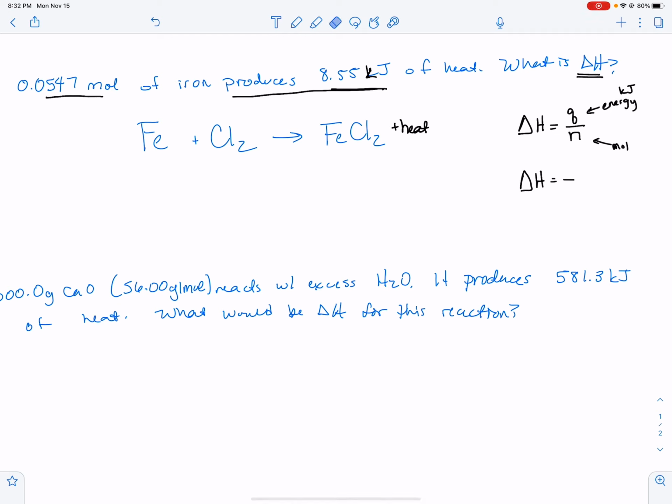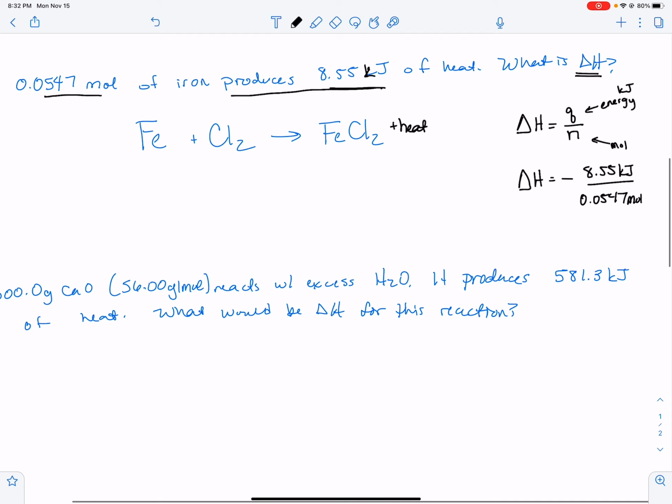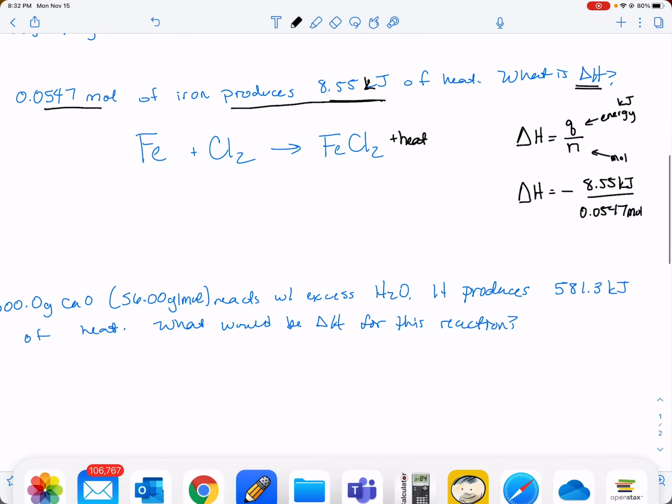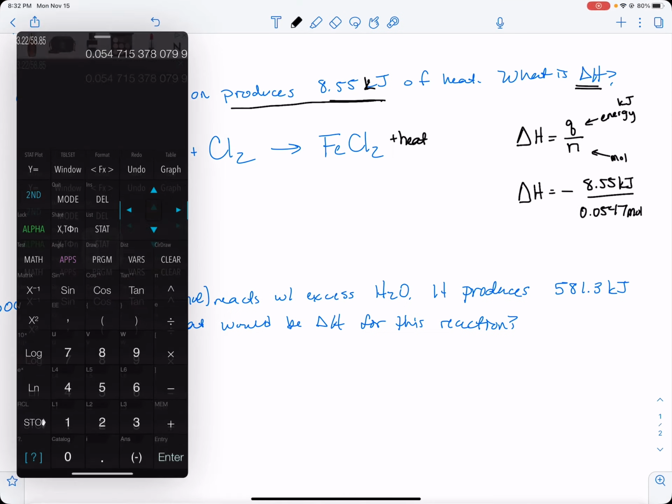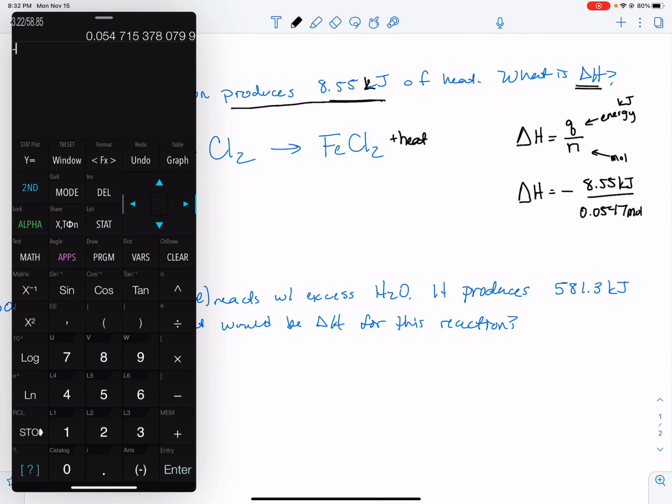All right, so all we have to do is take our number, 8.55 kilojoules, and then divide it by our moles, 0.0547 moles. And then that should give us the number that we want for the problem. So we'll go ahead and just bring this over here, and we'll say negative 8.55 divided by 0.0547, and that gives us delta H is equal to negative 156 kilojoules per, and this is an understood 1 mole.